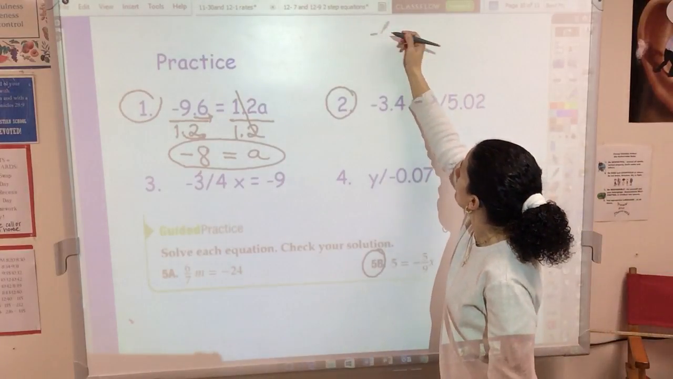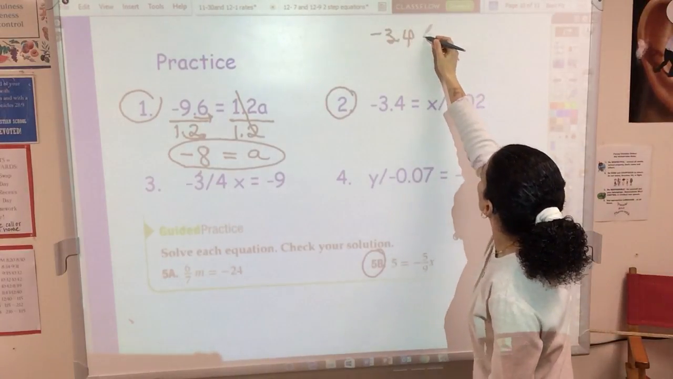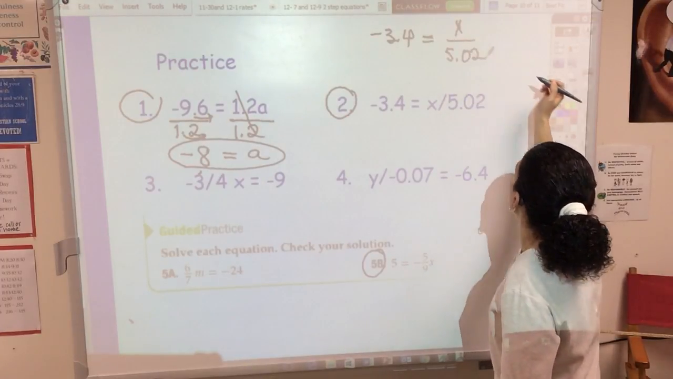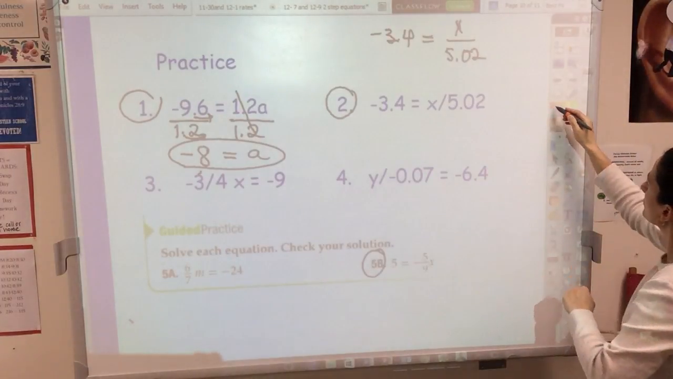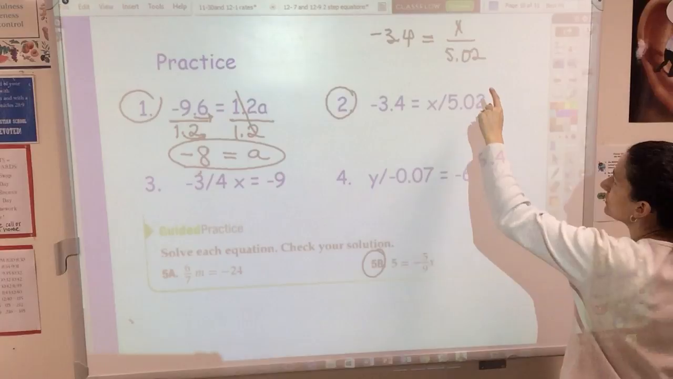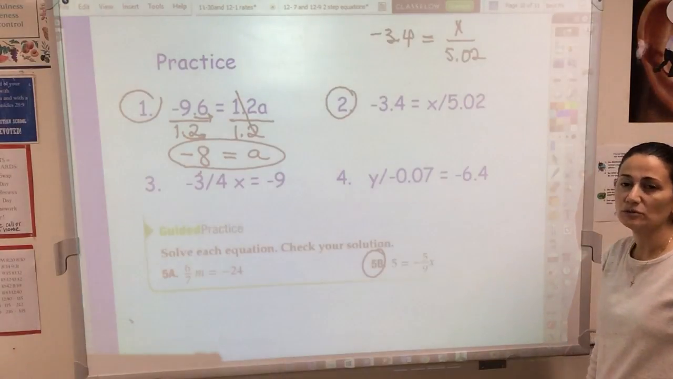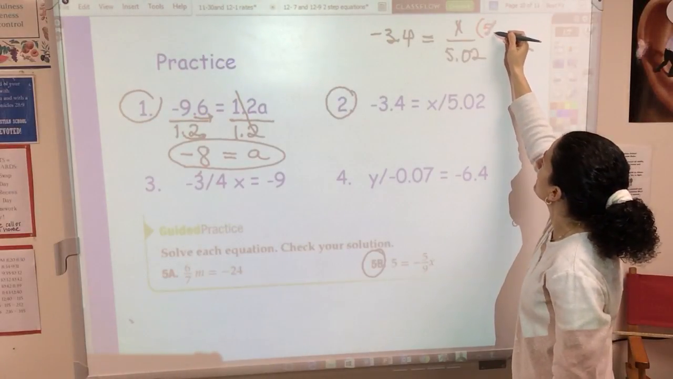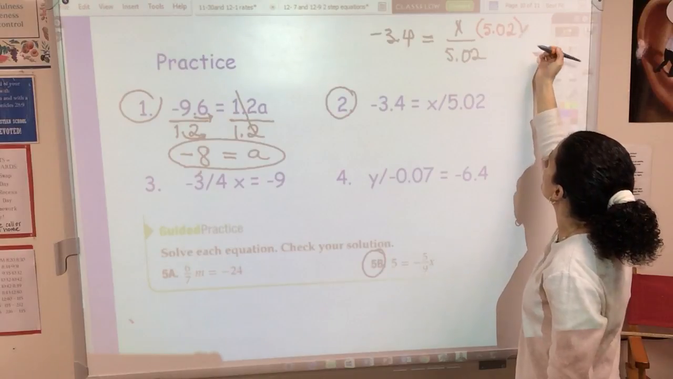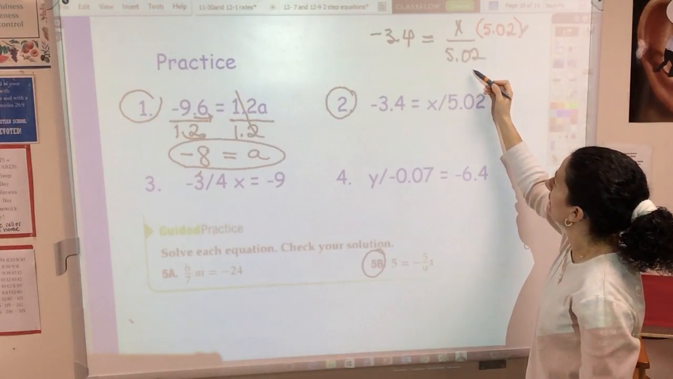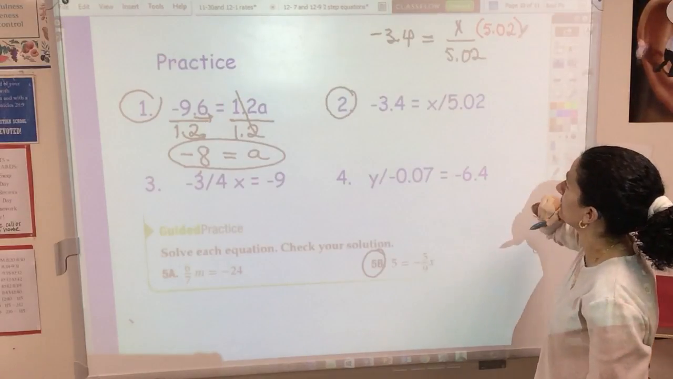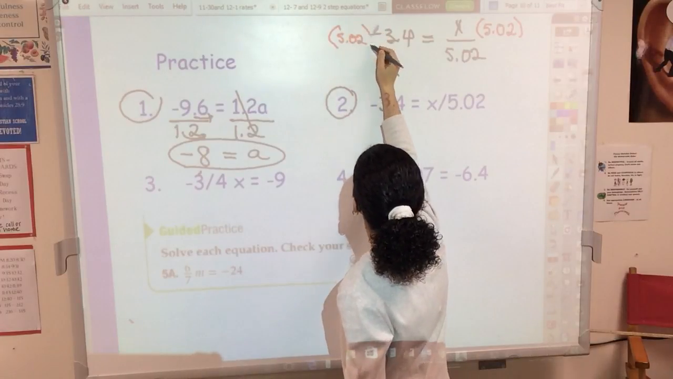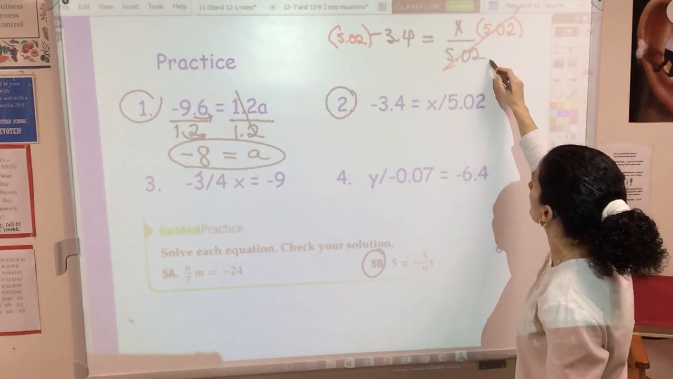Let's take a look at number 2. I'm going to rewrite this so you can see it's negative 3.4 equals x over 5.02. All right, so again, my variable's on the right-hand side, so I have to move the number with the variable. So 5.02 is the number I'm going to be moving. I'm going to move it by multiplying both sides by 5.02, because look, it's being divided by 5.02. So the opposite of division is multiplication. I'm going to do the same thing over here. I'm going to multiply by 5.02.